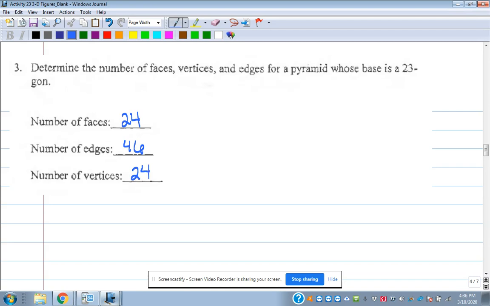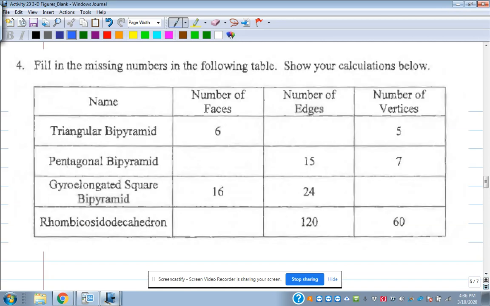Good job. So you're visualizing those 3D figures. That's next level. That's synthesizing on the Bloom's taxonomy. Good job. All right. Number 4, fill in the missing numbers in the following table. Show your calculations below. No explanation needed, but calculations might be. All right.